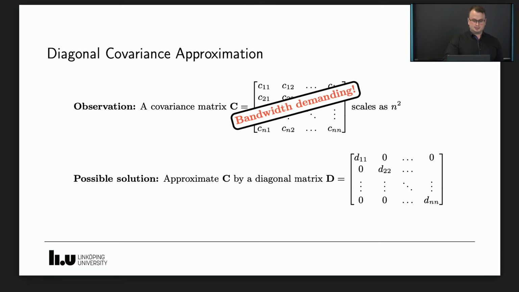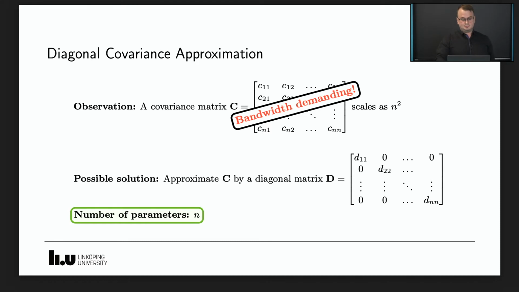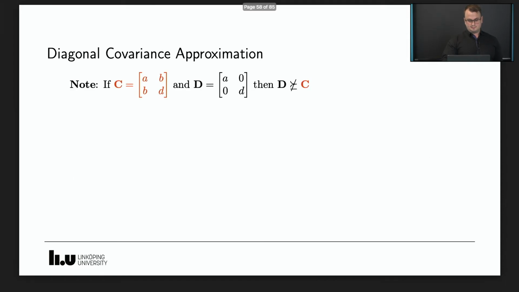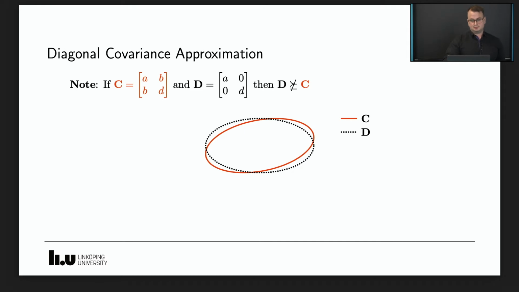So one possible solution is to approximate C by a diagonal matrix D. And then we end up being only required to transmit n parameters. There's a problem with this approach though. So say that we have this covariance matrix C, and we construct D by only taking the diagonal elements of C. Then D will not be larger than C, so we lose this conservative property. This can be illustrated as follows. So if C is given by this ellipse, then D will be given by this axis-aligned ellipse. And we see that D does not enclose C at all points.